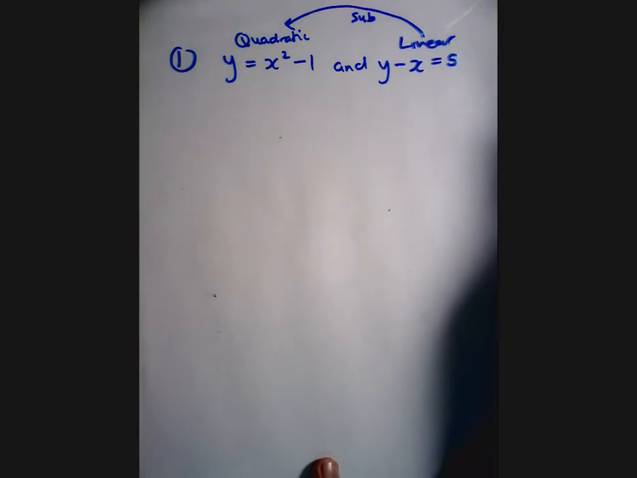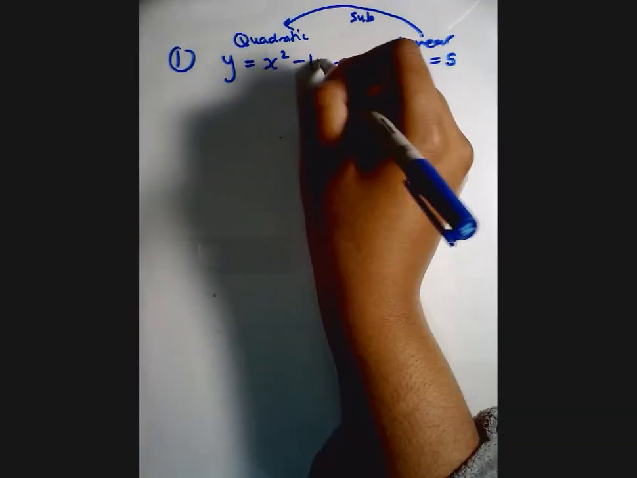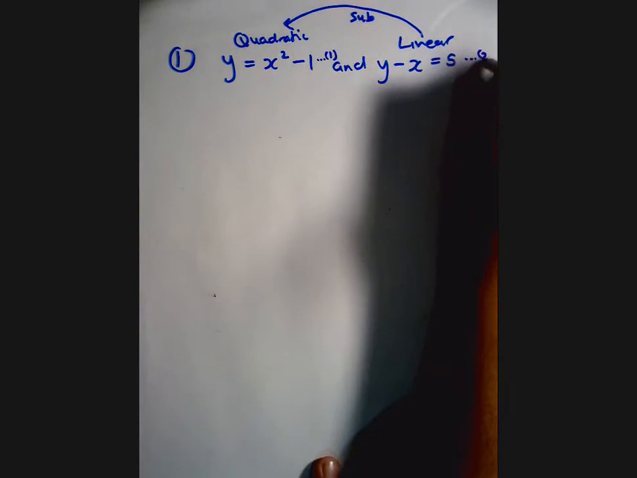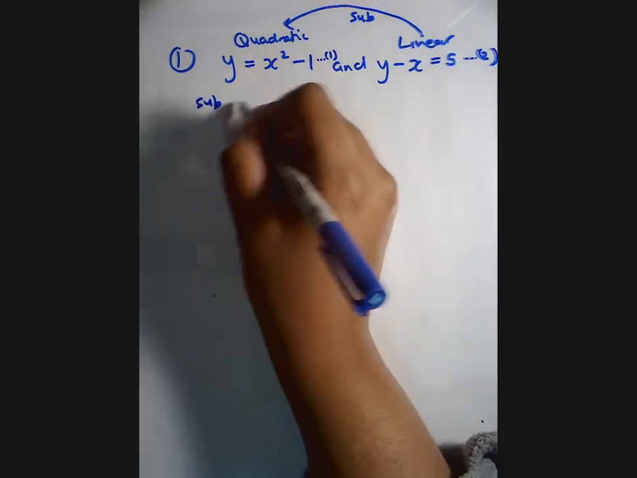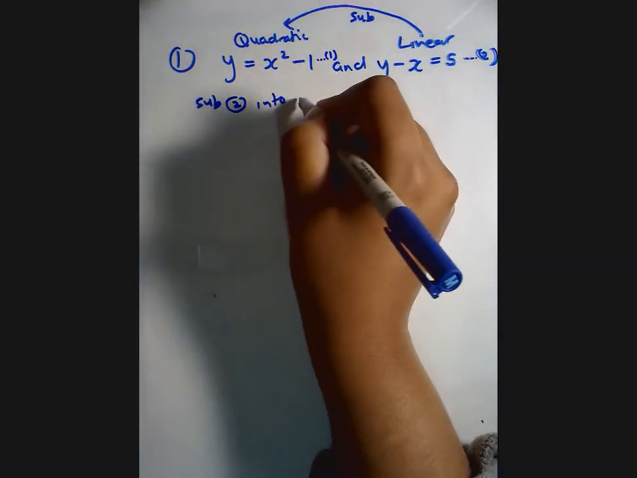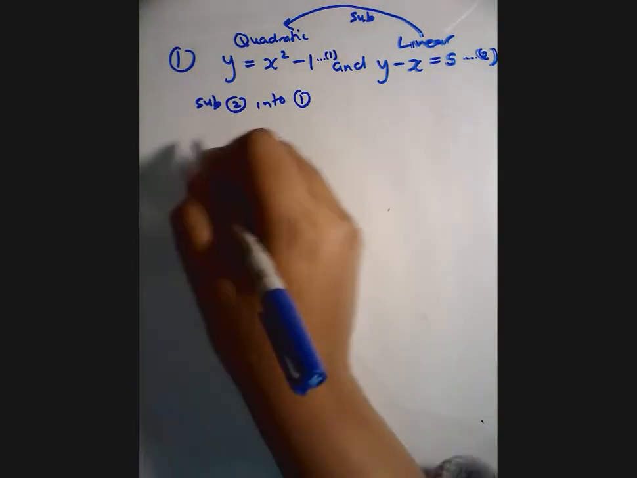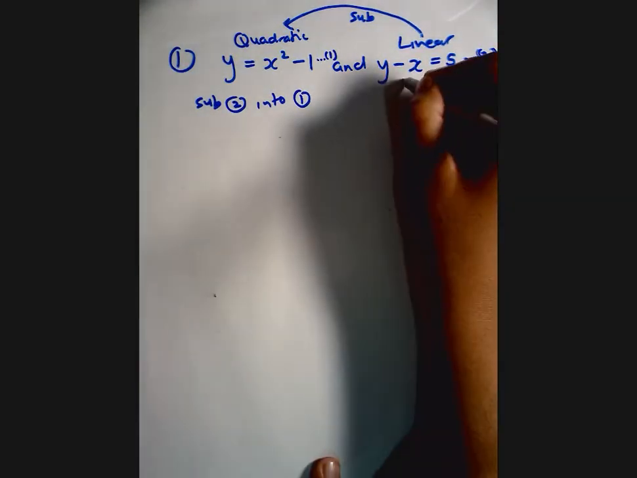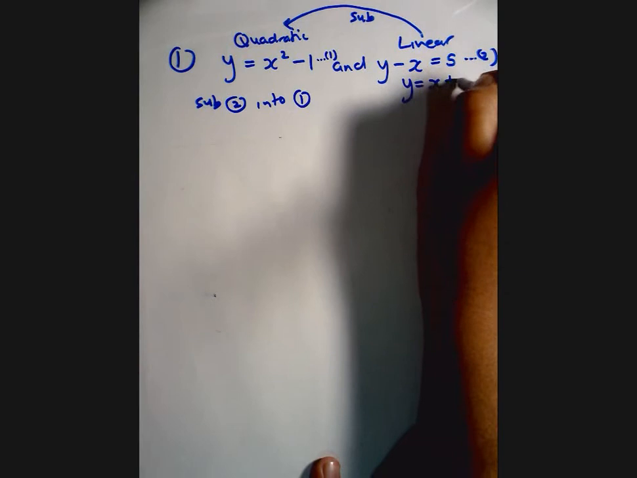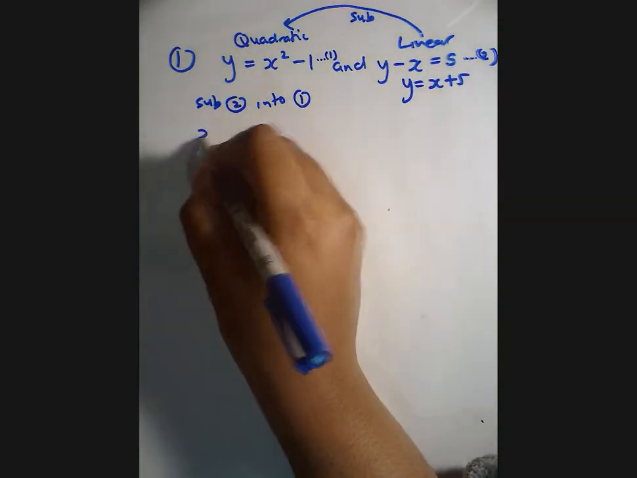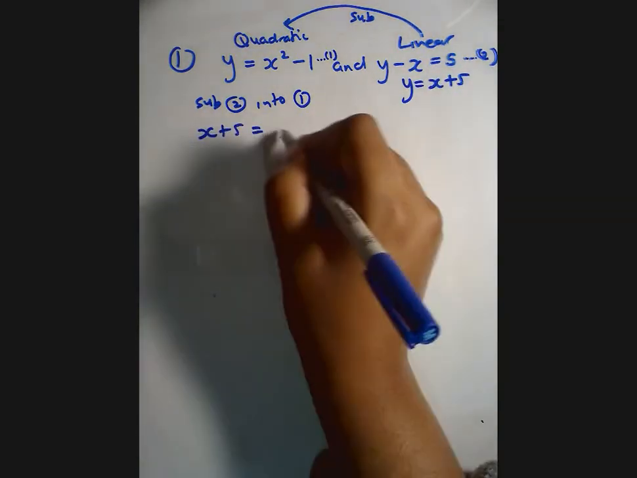So let's see. I'm going to say this is equation number 1, this is equation number 2. So I'm going to say substitute 2 into 1. But first I need to make this the right one. So y is equal to x plus 5. So you're going to say x plus 5 is equal to x squared minus 1.